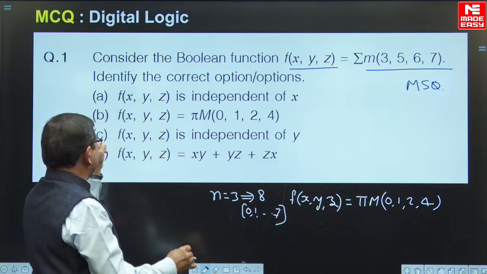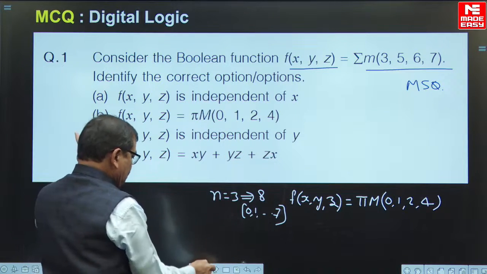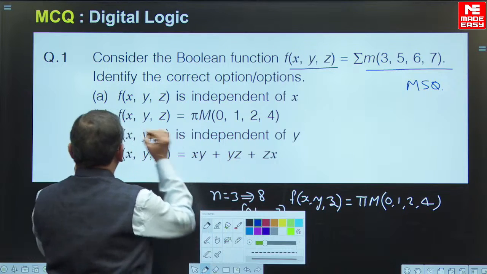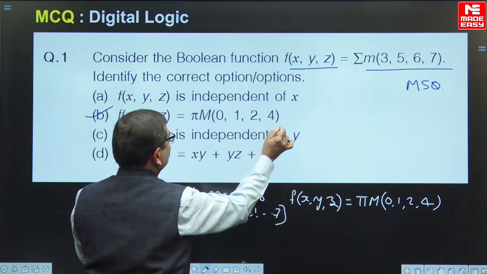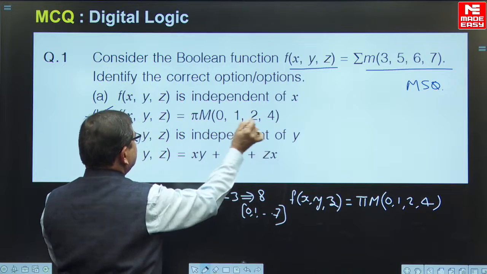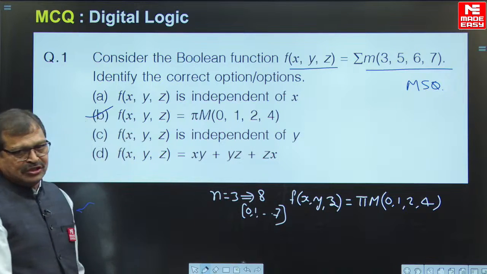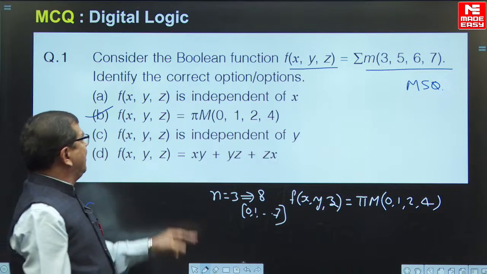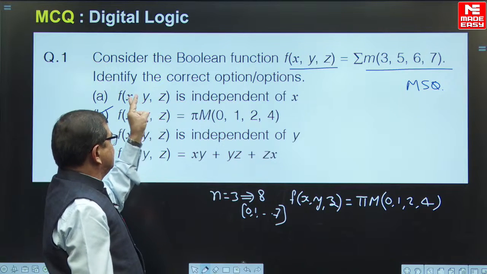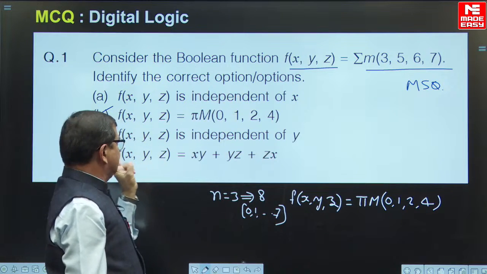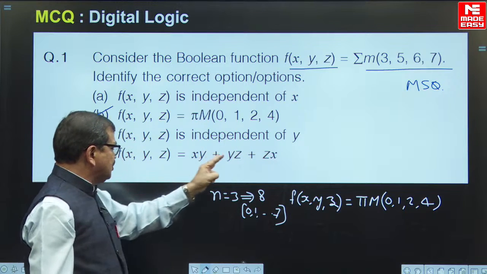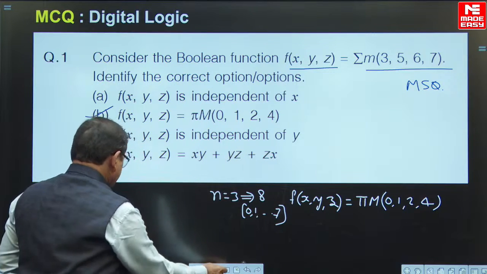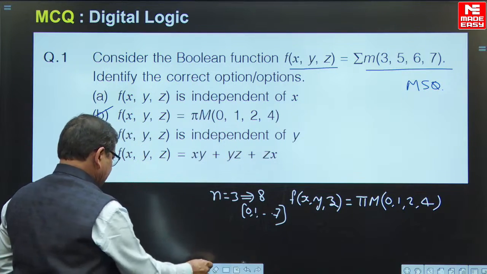If you look at option B, the function is represented with the maxterms of 0, 1, 2, 4. So this option is definitely correct. And among the other options, option A says independent of x, option C says it is independent of y, and option D mentions some expression.